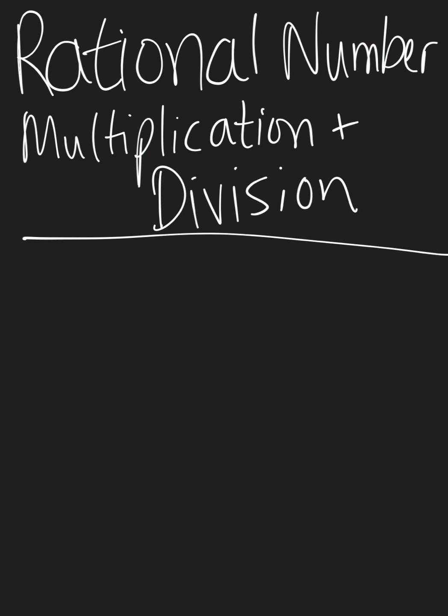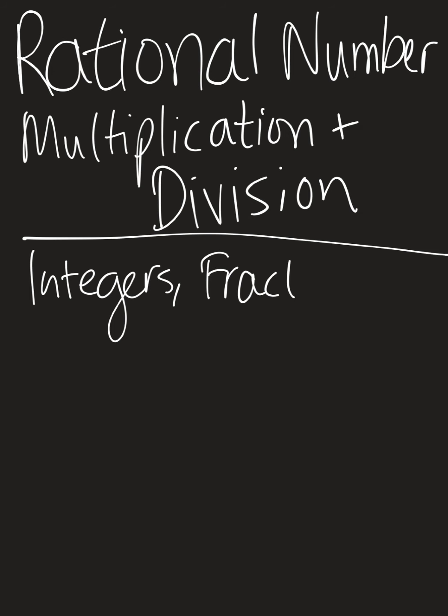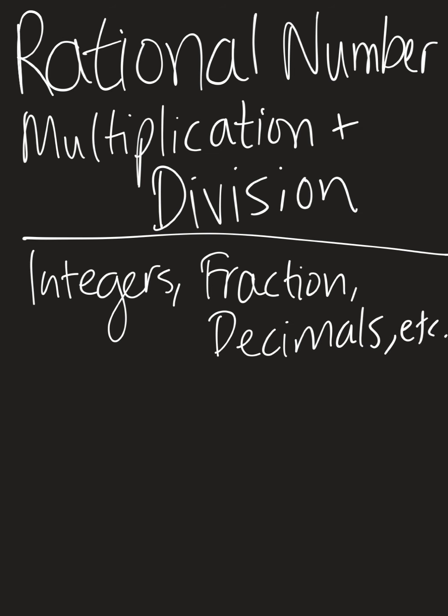In this video, we are talking about how to multiply and divide with rational numbers. Remember, rational numbers include integers, fractions, decimals, and whole numbers. Okay, so in these particular examples, you will be working on multiplying and dividing two different types of numbers.